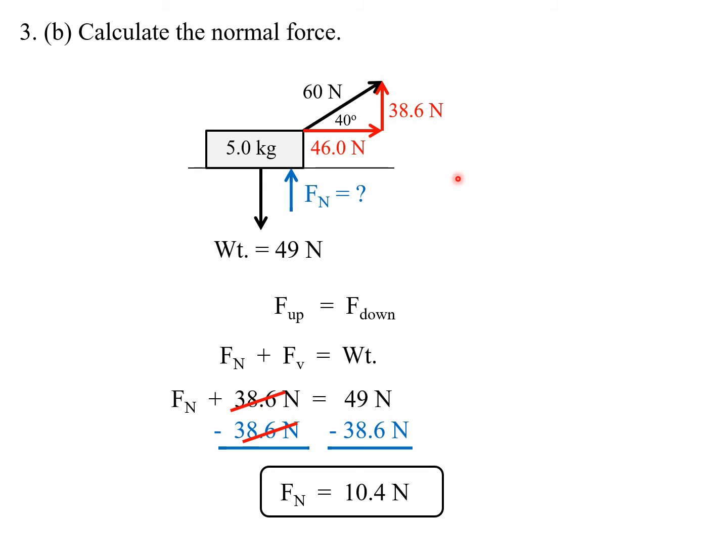Intuitively, what that means is the table doesn't have to push with as much force as the weight to hold it up, because the rope is doing some of the effort. The rope is helping out the table to hold the box up, by 38.6 newtons. So the normal force, the table, does not have to push up with the total force of the weight in order to support it, because the rope is doing some of the job. And mathematically we can set it up like this to get a value of 10.4 newtons for the normal force.